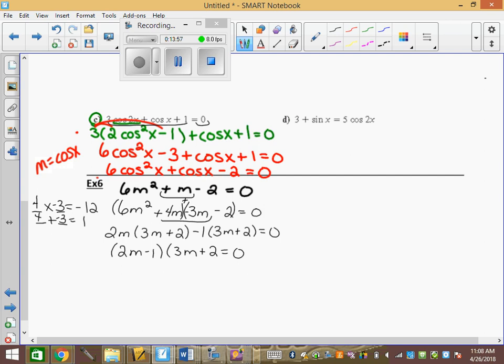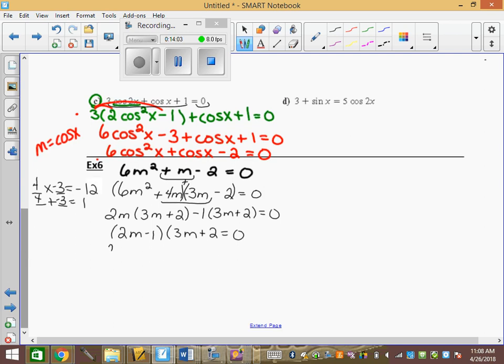We agree? Okay, pay attention. We have to be able to do this. So we need to solve them out separately. 2m minus 1 equals 0. 3m plus 2 equals 0. 2m equals 1. Divide by 2. m equals a half. 3m equals negative 2. Divide by 3. m equals negative 2/3.